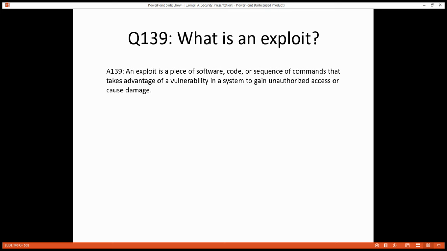Q139. What is an exploit? A139. An exploit is a piece of software, code, or sequence of commands that takes advantage of a vulnerability in a system to gain unauthorized access or cause damage.